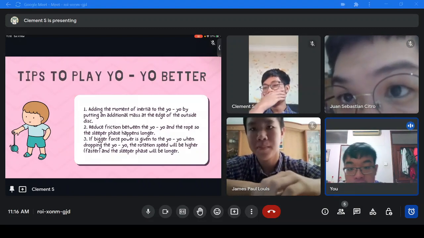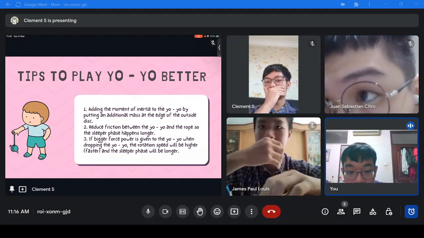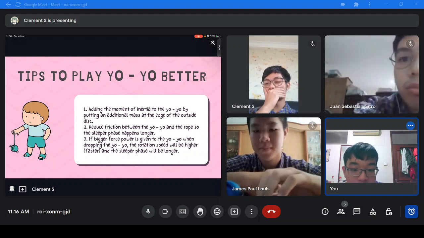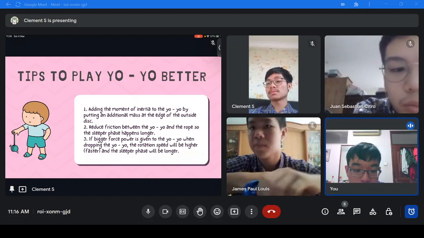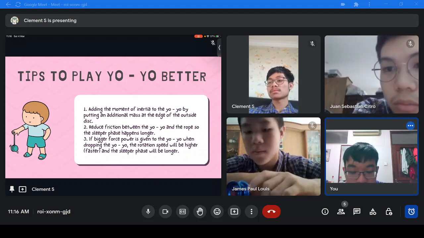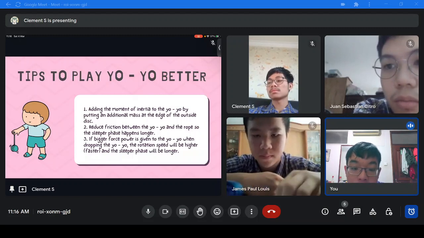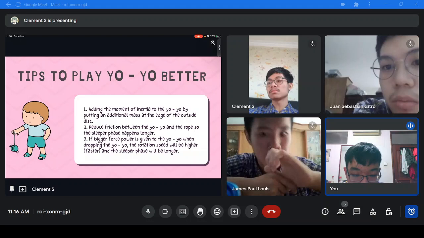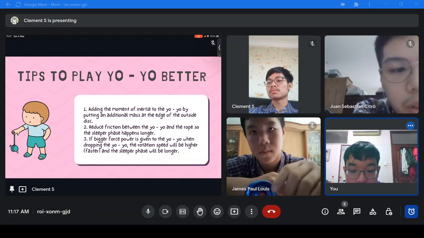Here are some tips to play yo-yo better. Number one, adding the moment of inertia to the yo-yo by putting an additional mass at the edge of the outside disc. Number two, reduce the friction between the yo-yo and the rope so the sleeper phase happens longer than usual. And the last one, if bigger force is given to the yo-yo when dropping it, the rotation speed will be higher or faster, and the sleeper phase will be longer.